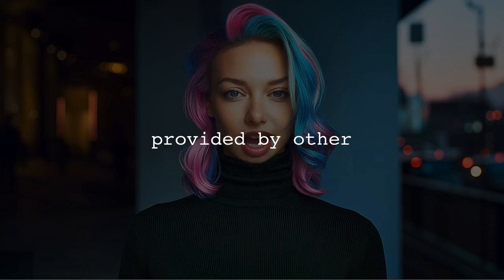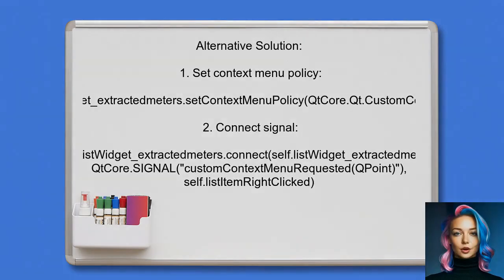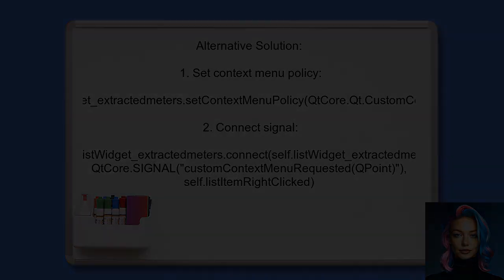Now, let's look at the answers provided by other users. An alternative approach to adding a right-click context menu in PyQt involves setting the context menu policy for your QListWidget. First, initialize it with custom context menu. Then, connect the custom context menu request signal to a function that handles the right-click event.